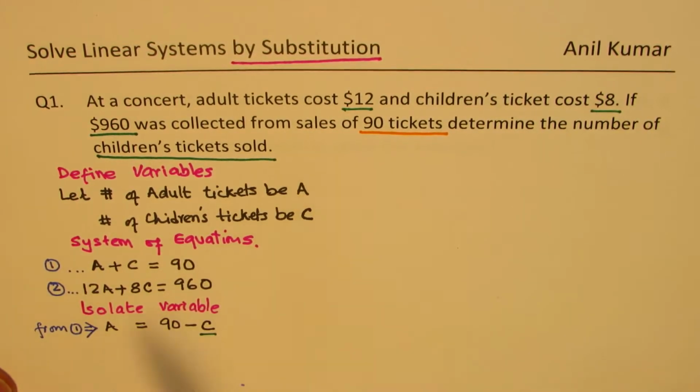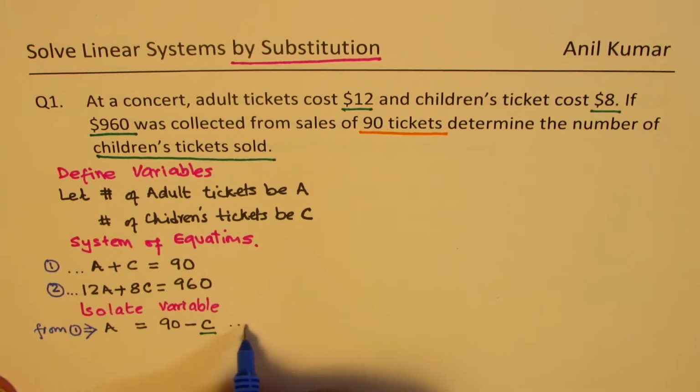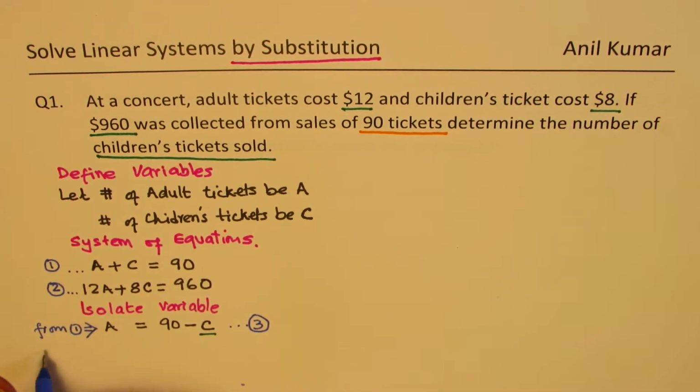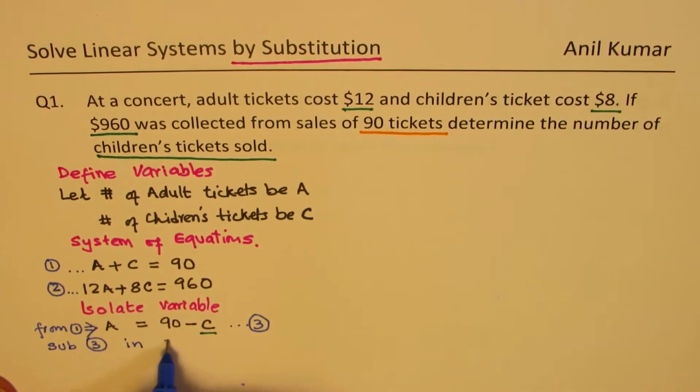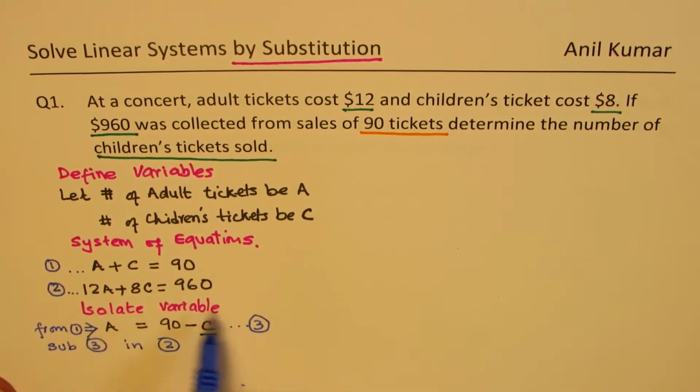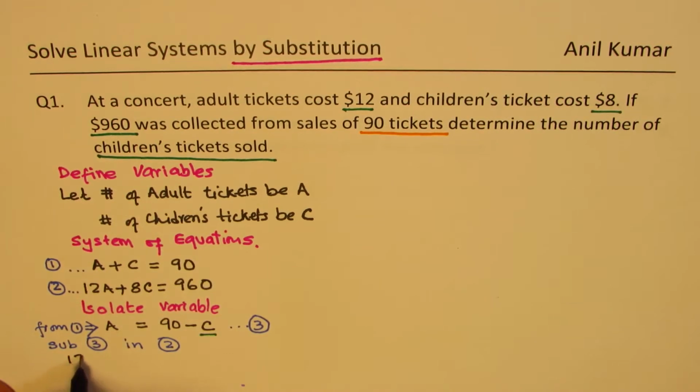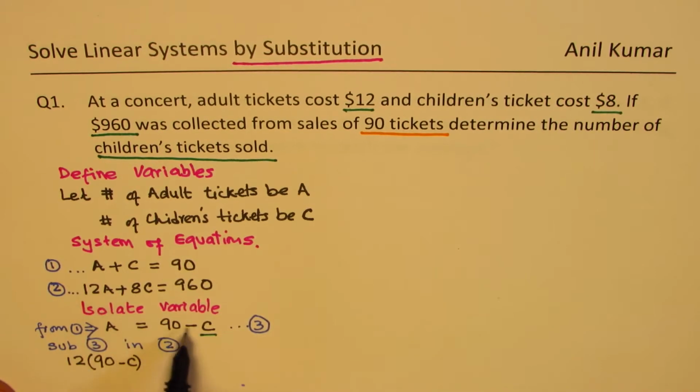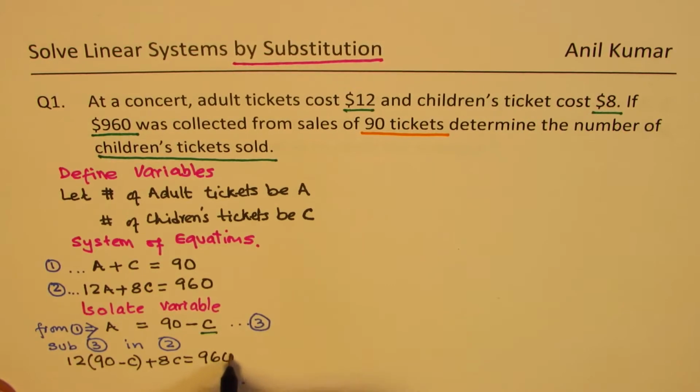Now in the method of substitution, we need to substitute this in the second equation. I'm calling this my equation number 3. Now the last step here will be to substitute 3 in 2. When you substitute 3 in 2, you get an equation only in terms of C. So A is 90 minus C, and we get 12 times (90 minus C), since we replaced A with 90 minus C, plus 8C equals 960. Is that clear?